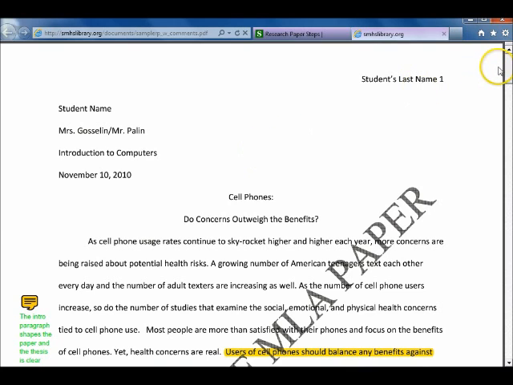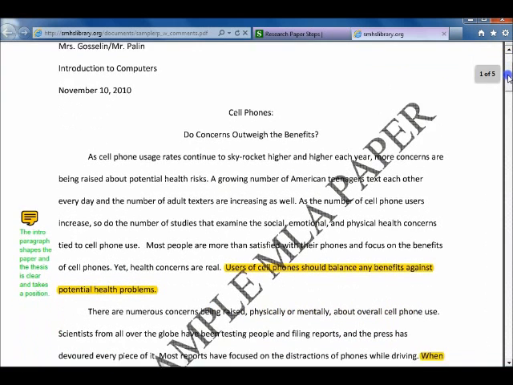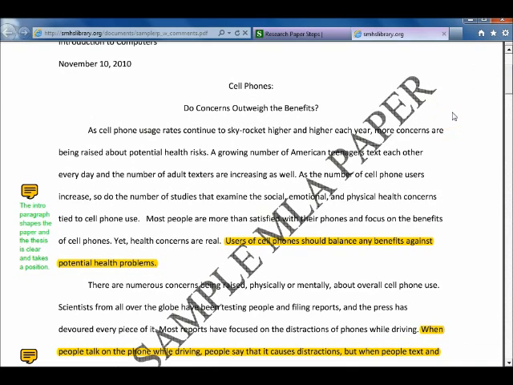It's time now to look at some of the actual writing within the paper. The intro paragraph does what any good introduction does. It explains to the reader where the paper is going. In other words, the introduction shows what the paper will cover and what it will argue. In this case, you can see that the author is going to argue that users of cell phones should balance the benefits against potential health problems.